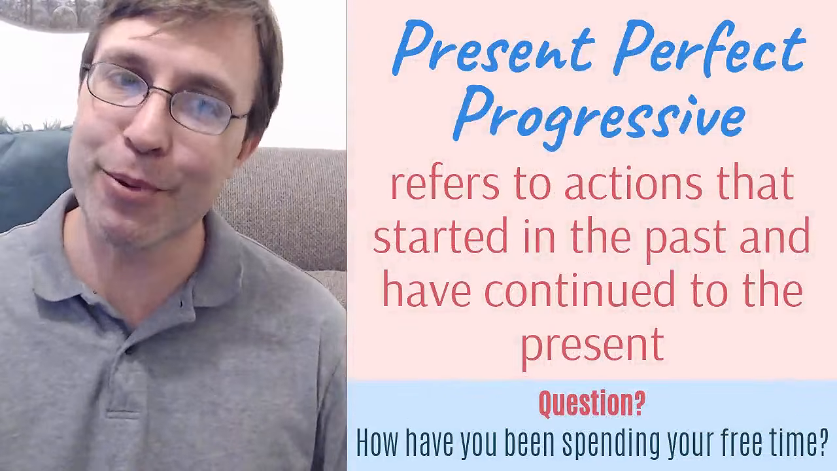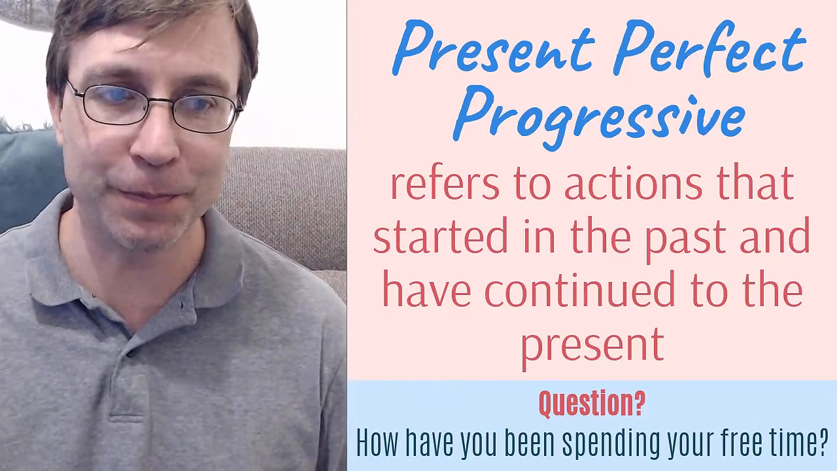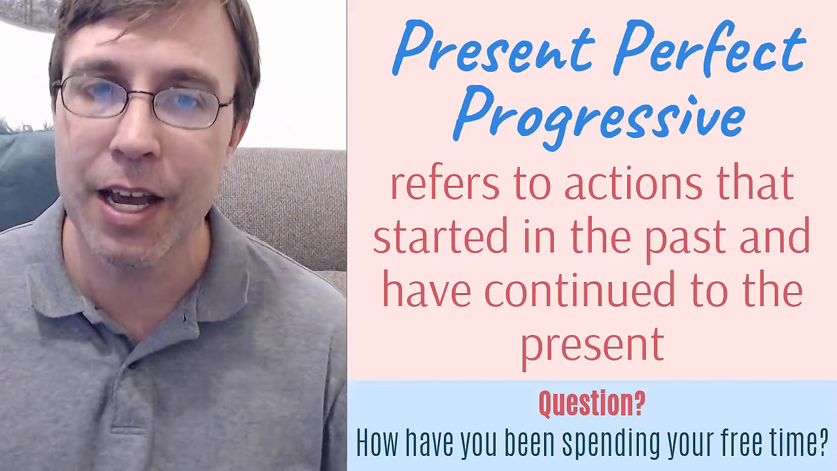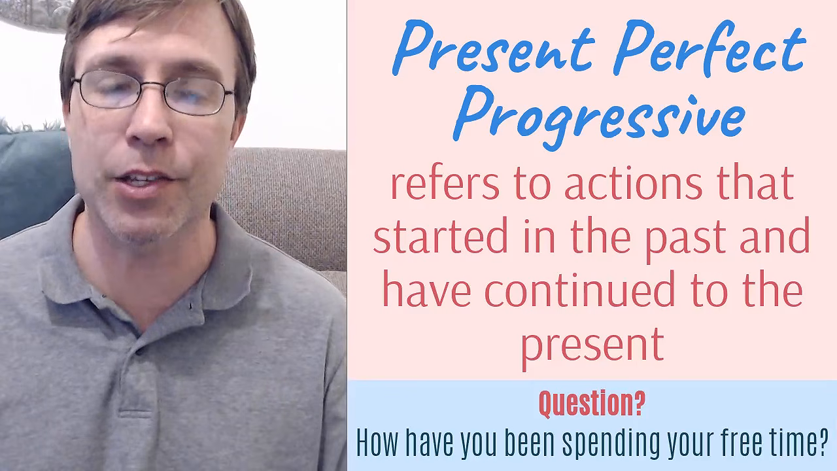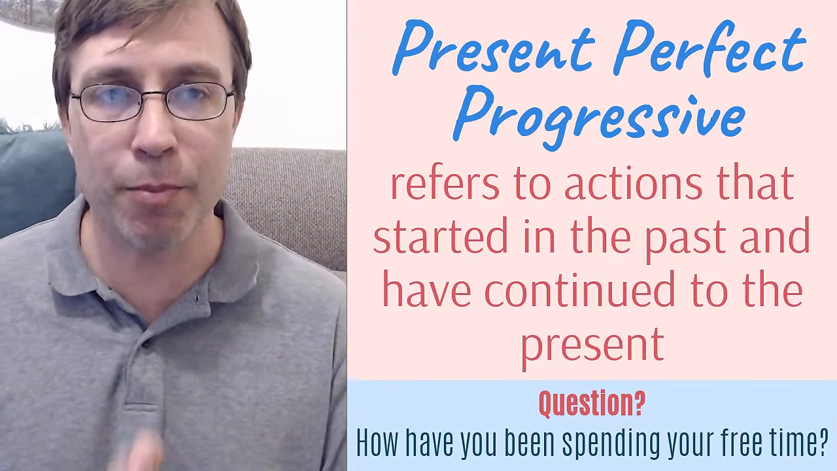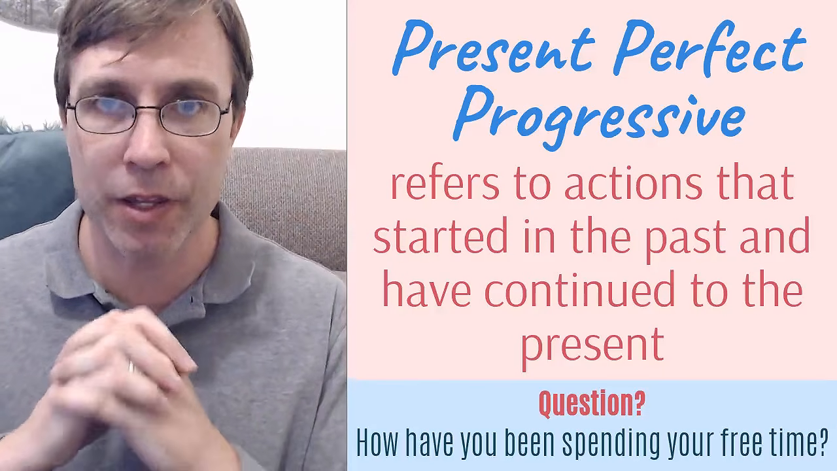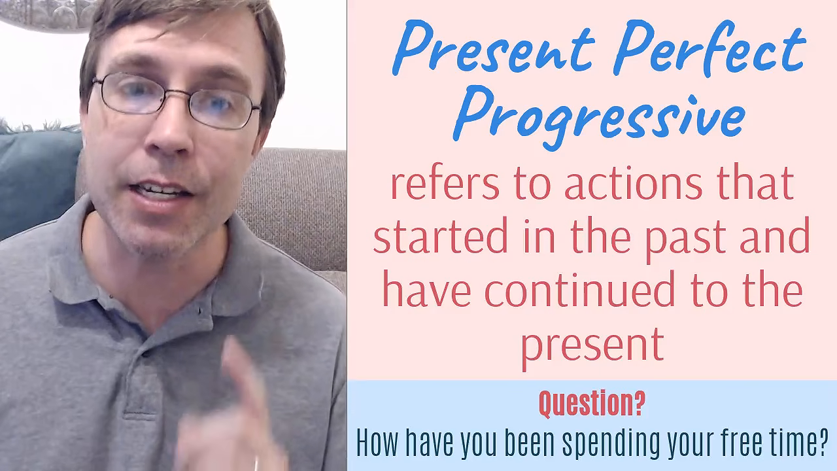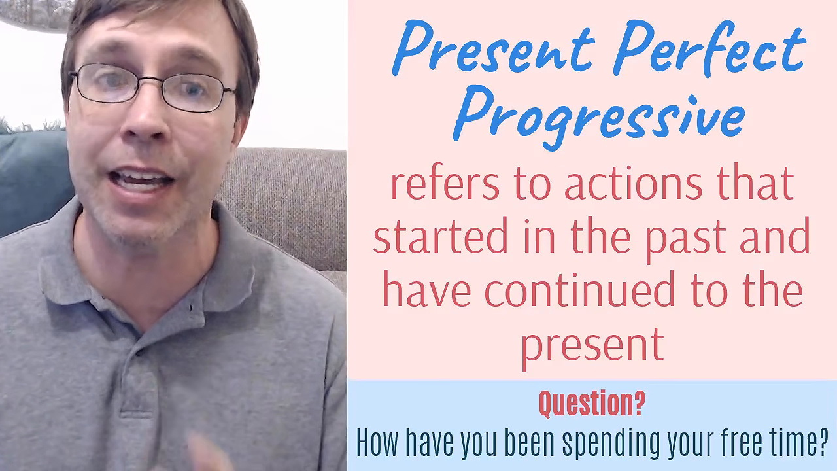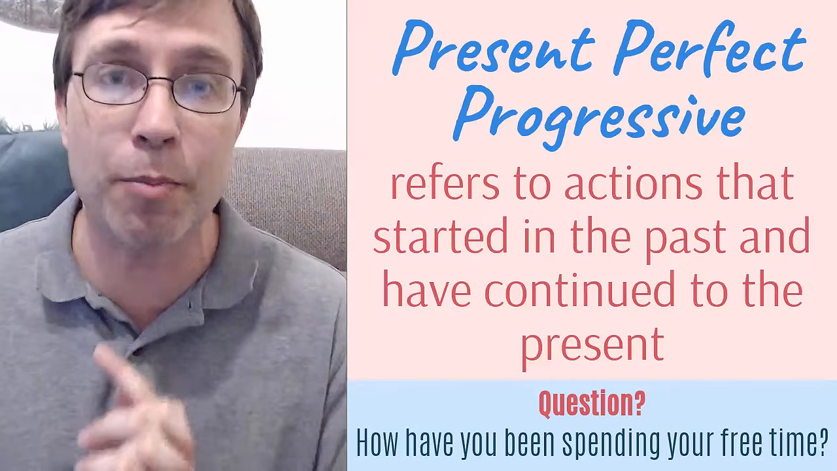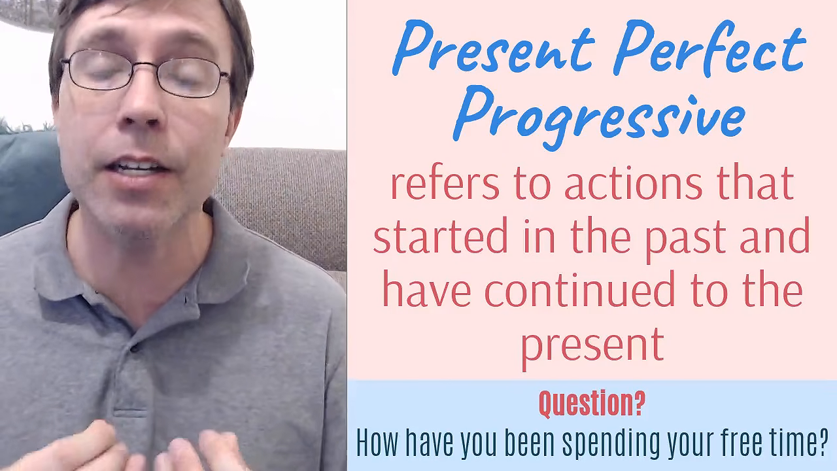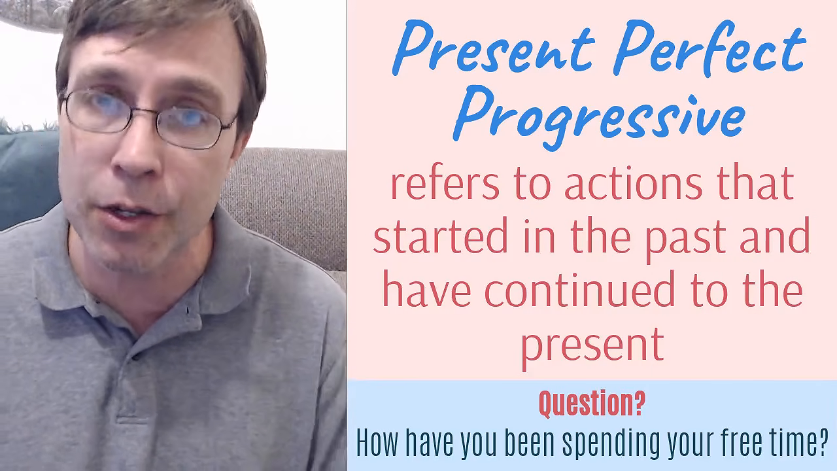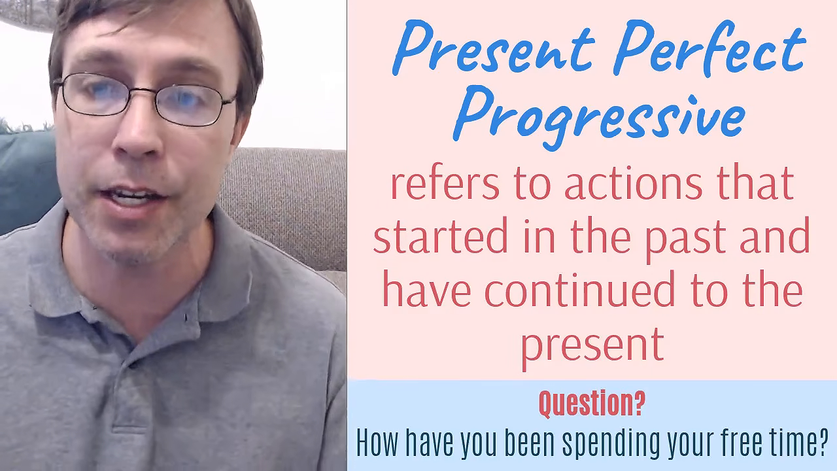Here we go. All right, present perfect progressive refers to actions that started in the past and have continued to the present. So I think before the present perfect, it has that connection with the present. When we're talking about the present perfect progressive, it's a continuous action. That is the key thing. It's an action that has continued to the present and will likely continue into the future. I will add that to this meaning. So it continues to the present and will likely continue into the future.